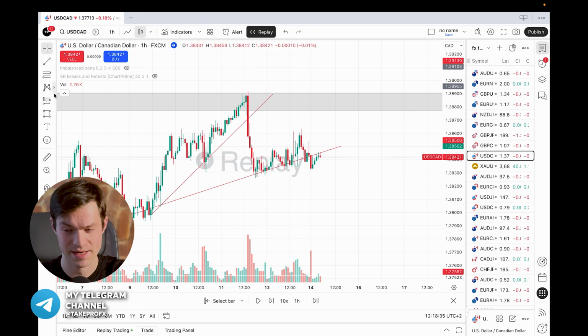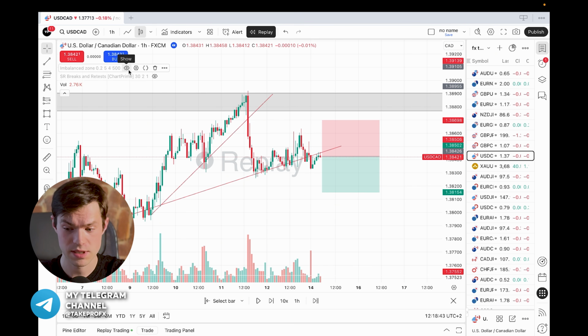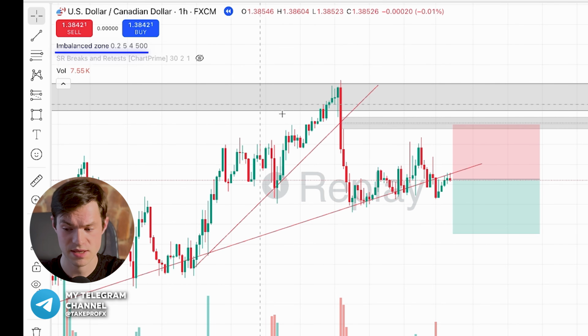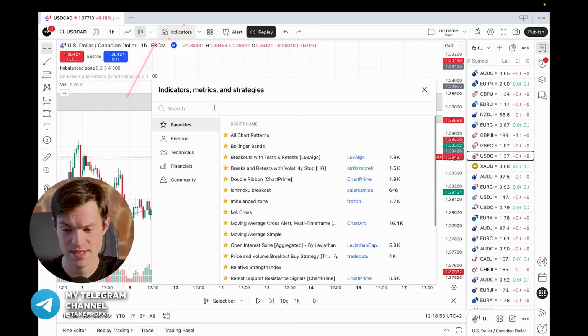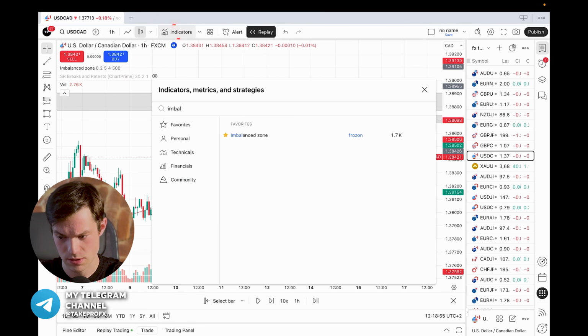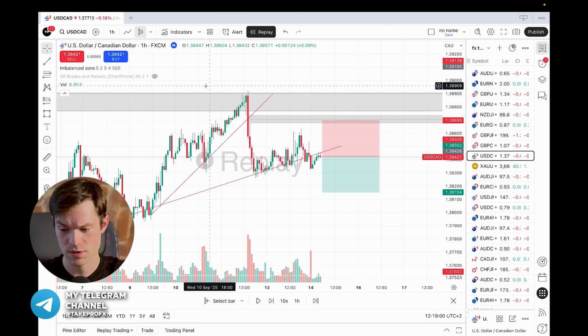This is exactly where I enter a short position, because this is a trade based on the reaction of the resistance level. And now I only need one more indicator to help me understand where to place my stop loss and where to place my take profit. This is the imbalance indicator. Also write down its name from the frozen author, add it, and you don't need to configure it any further.